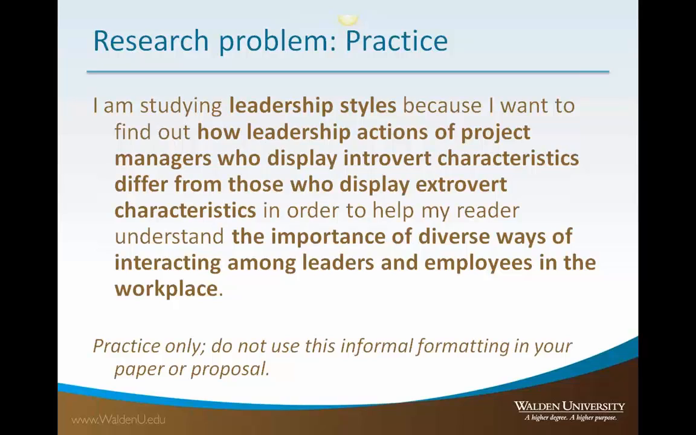And then we get down to the bottom there, the importance of diverse ways of interacting among leaders and employees in the workplace. Which industry are we talking about? Are you talking about manufacturing? Retail? Technology? Is it a large firm with 70,000 employees? Is it a small firm, mom and pop, down the road, a local paper manufacturing plant or something like that? I'd have a lot of details, but you can always revise this sentence to narrow, narrow, narrow.